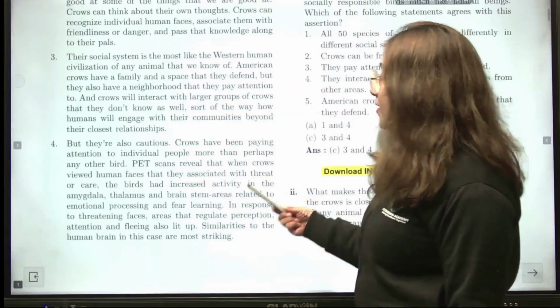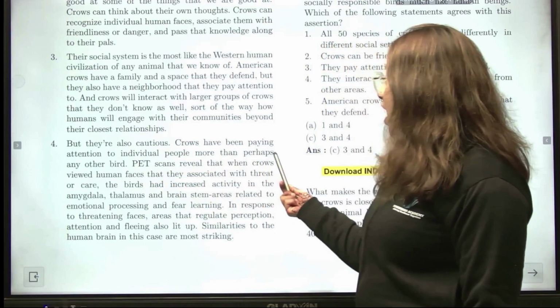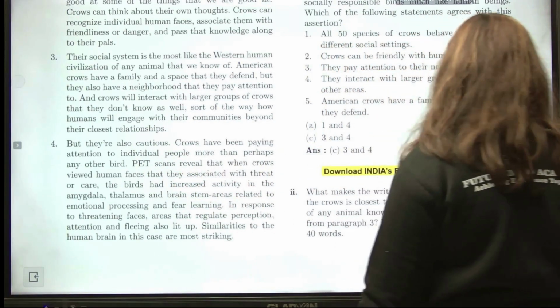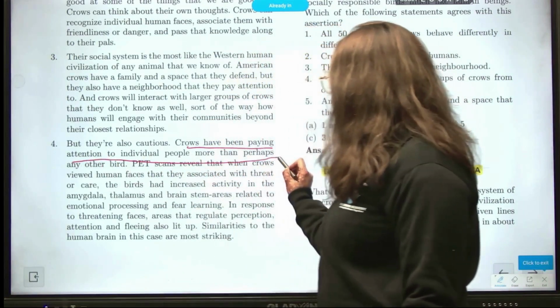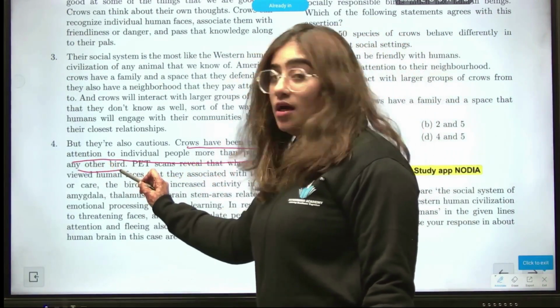थर्ड तक हमने रीड कर लिया था. But they are also cautious. Crows have been paying attention to individual people. ये सेम लाइन अभी हमने पढ़ी. Crows have been paying attention to the individual people more than perhaps any other bird.